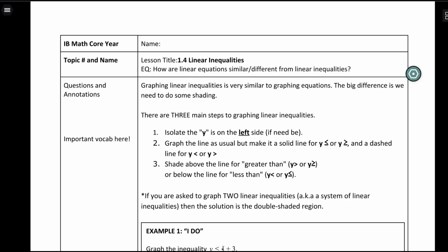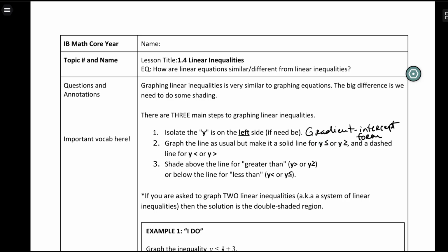Now there are three main steps to graphing inequalities. First, you want to isolate y on the left hand side if need be. That means getting it into gradient-intercept form. We really want to make sure we have it in this form because that's going to help us with our shading. Then we want to graph the line as usual, but make it a solid line any time you have these inequalities that include the equal to sign.